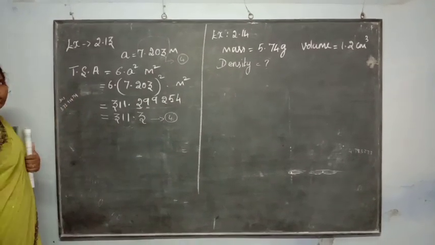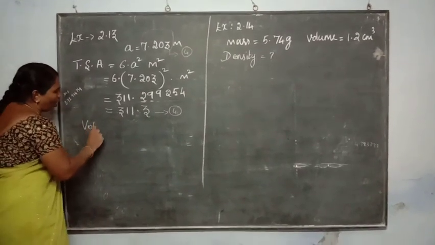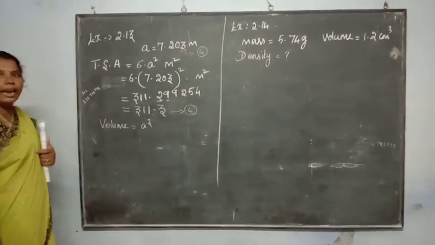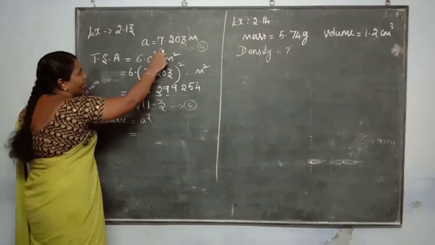What are they asking next? Volume. What is the formula for volume? Volume is equal to a cube. What is the formula? Volume is equal to a cube. So a cube means, what is the a here?